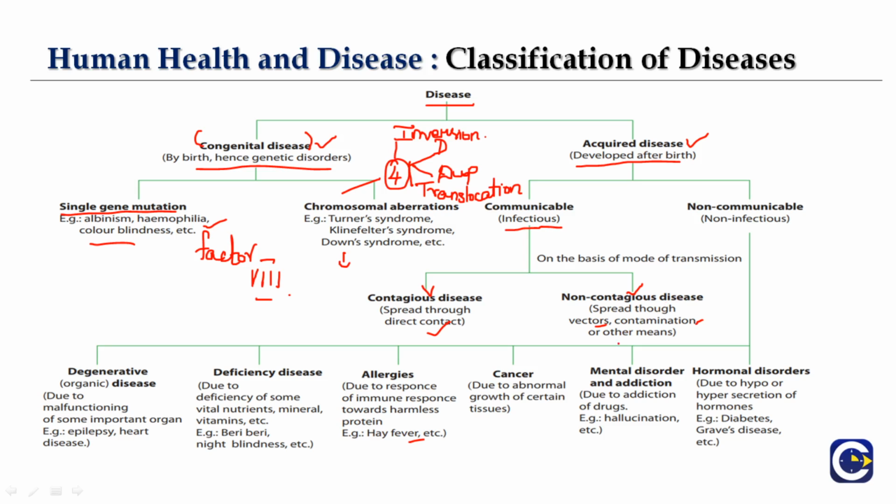Now coming on to this part. When I say non-contagious, they are classified into different types. We'll discuss them one by one. Let's take degenerative diseases first. That is due to the malfunctioning of some important organ. Again, it is not transmitted from one person to another. As I already mentioned, the self-defects that one person experiences are predominantly non-contagious. Here they have given you some examples like epilepsy and heart diseases. They are confined to one person.